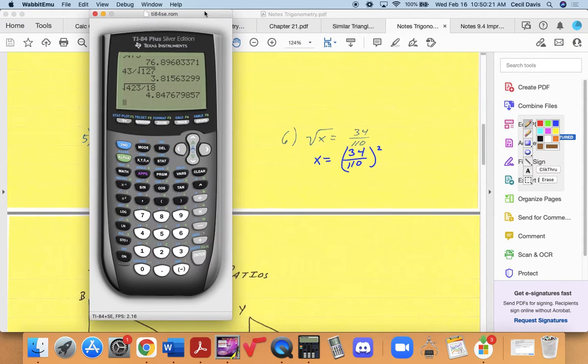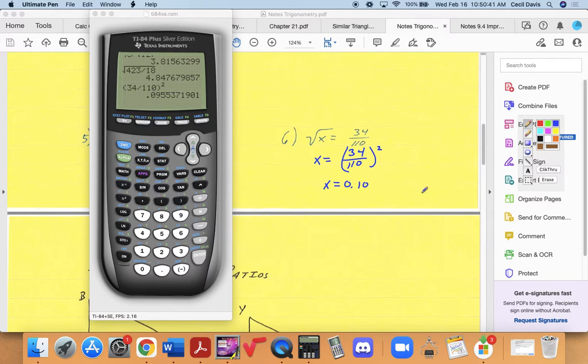So grab the calculator and we'll do 34 divided by 110. Be sure that that's in parentheses. Otherwise, it's just going to square the 110. And x is 0.10. Somehow or another, randomly picking numbers, I got everything we did rounded up. It won't always be that way.